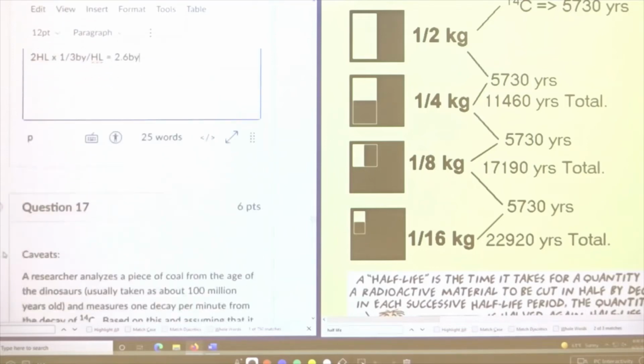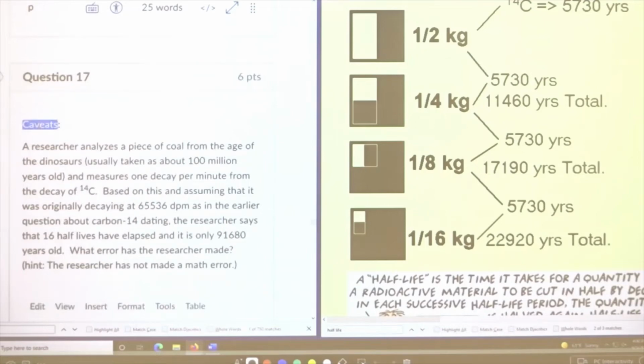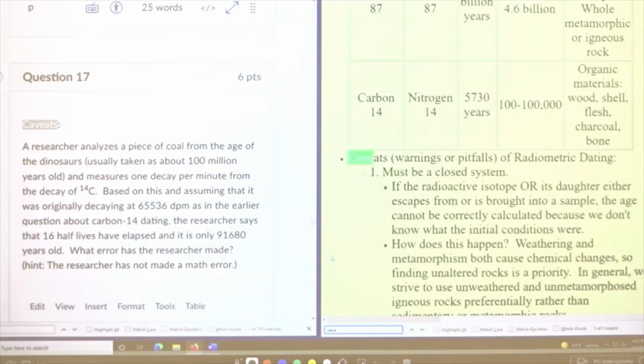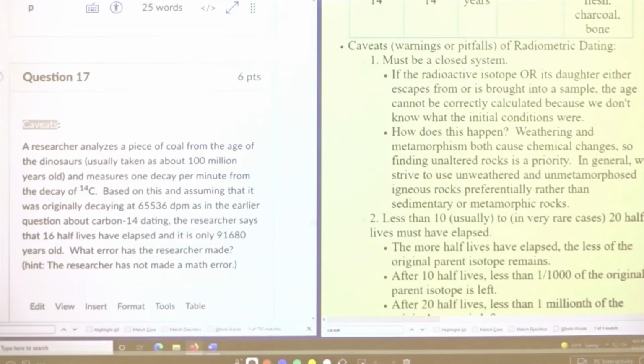Okay, now the next two questions deal with caveats. Caveats are warnings that you have to be aware of, things that have to be true in order to do radiometric dating. And if you look for the word caveat in the Geologic Time webpage, you'll see it's way down here near the bottom. And there are 3 caveats that have to be true in order for you to successfully do radioactive dating.